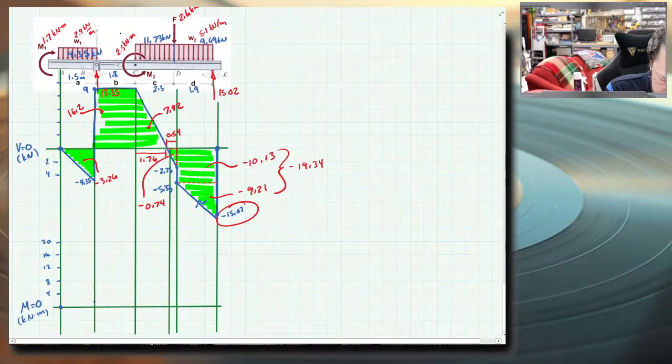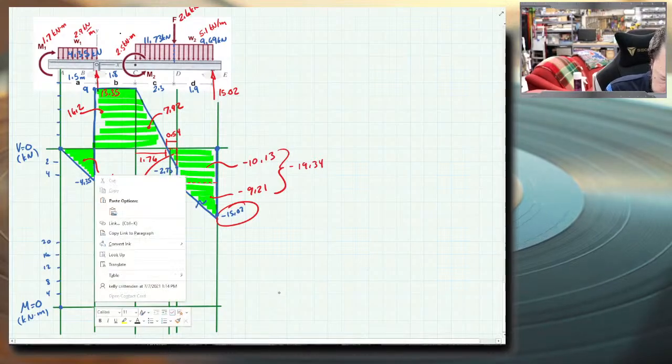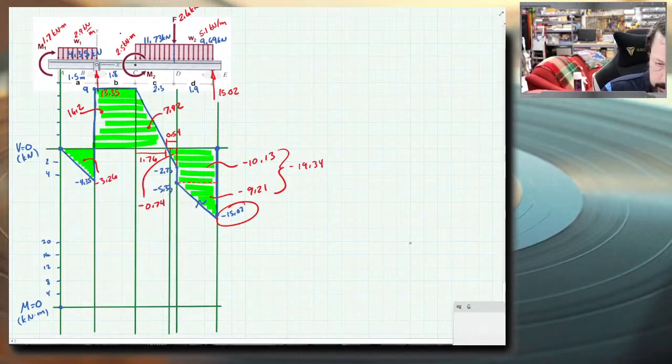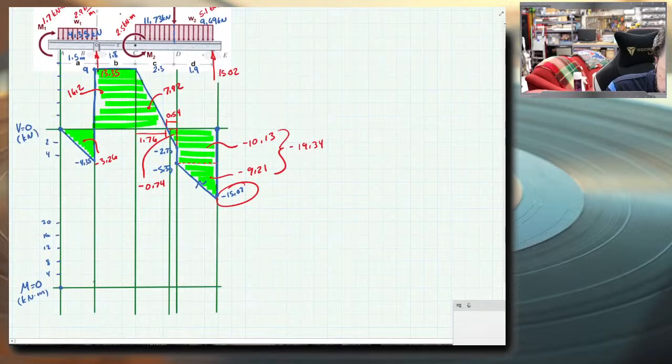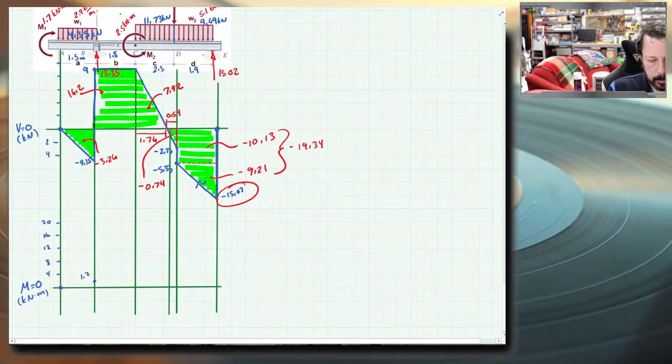So right here. Right there, 1.7. Oh, no, this is a concentrated moment, so it's a step change. So the very first thing that happens is a little jump up to 1.7.